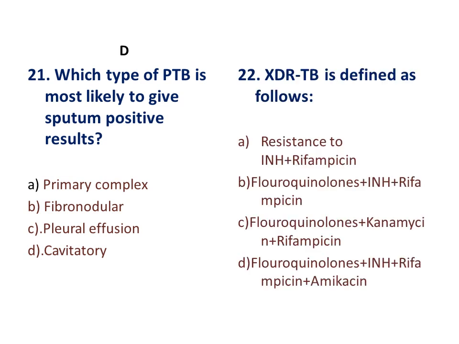Next, XDR-TB is defined as follows. The first option is resistance to rifampicin and INH. Remember, resistance to INH and rifampicin defines MDR-TB strains, not XDR-TB. Fluoroquinolones with INH and rifampicin resistance is also not correct, and fluoroquinolones with kanamycin and rifampicin is also not XDR-TB. XDR-TB is resistance to fluoroquinolones and aminoglycosides along with INH and rifampicin. That's why the answer is D: fluoroquinolones, INH, rifampicin, and amikacin resistance.